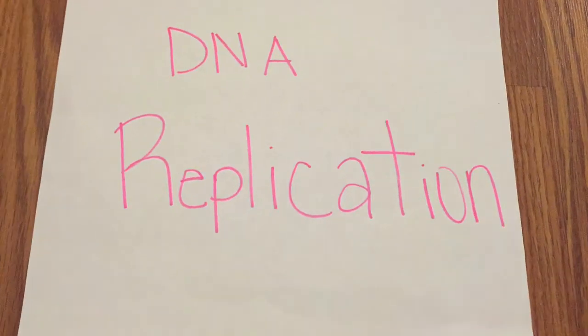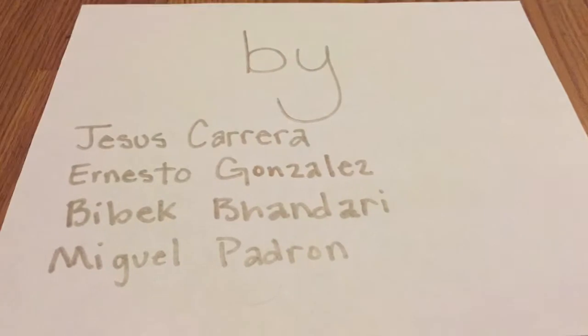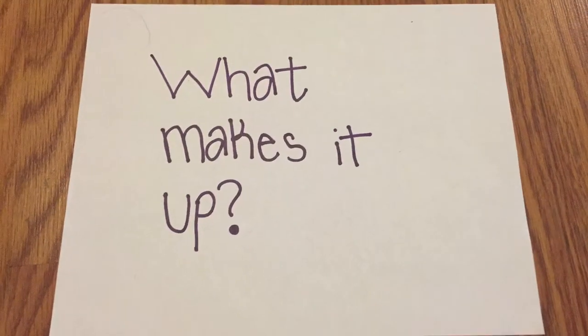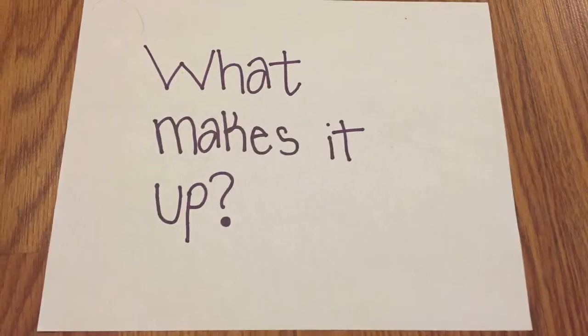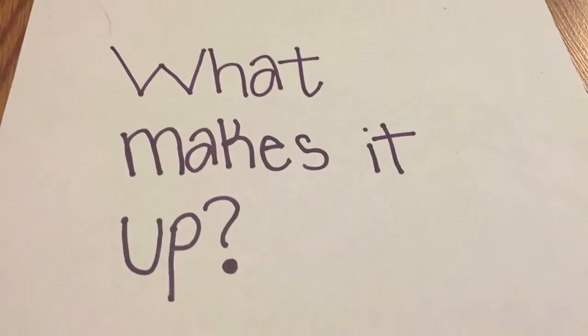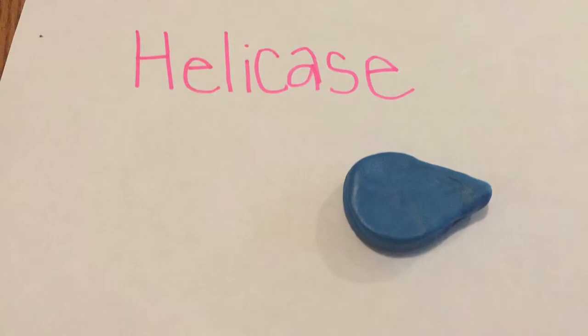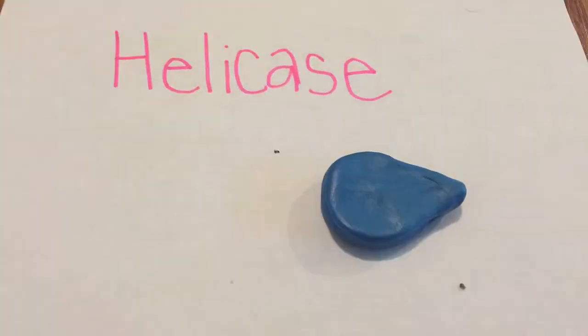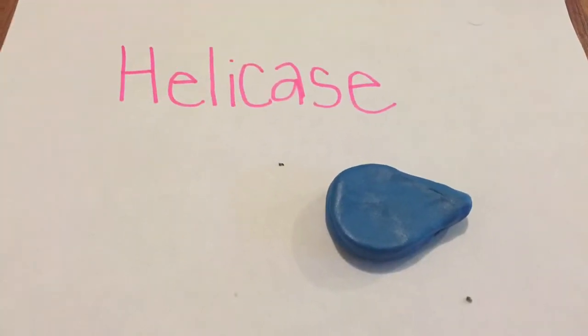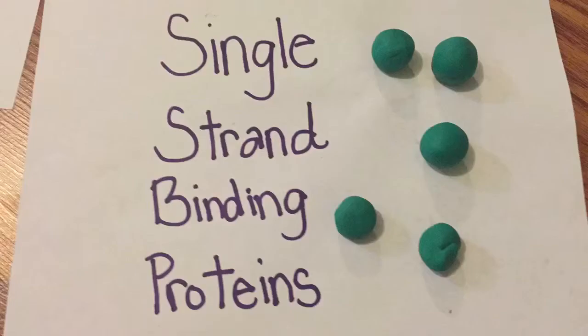DNA replication. What makes it up? There are many enzymes that are involved in DNA replication, and we're about to name them all for you. The first is helicase. Helicase is responsible for unwinding the DNA double helix, breaking up the two strands.